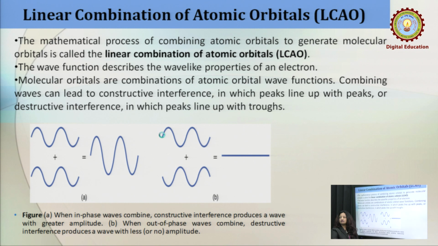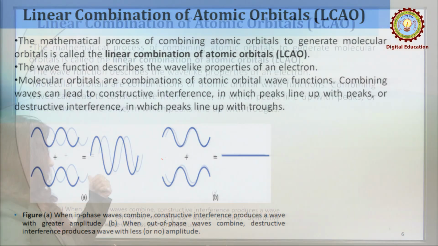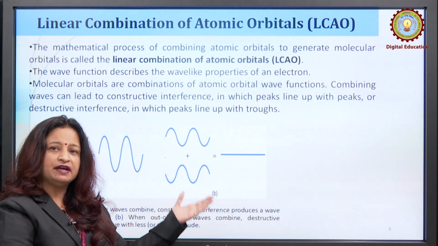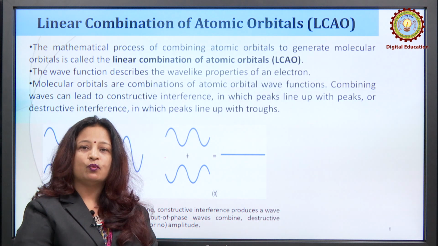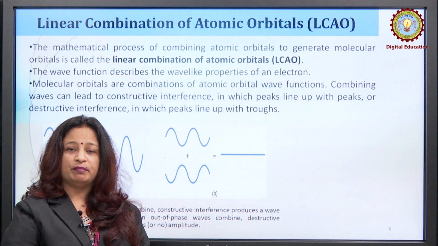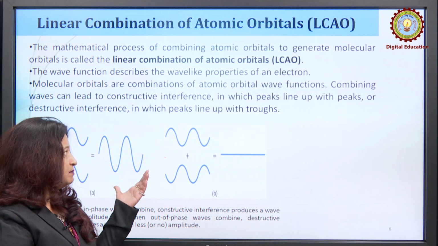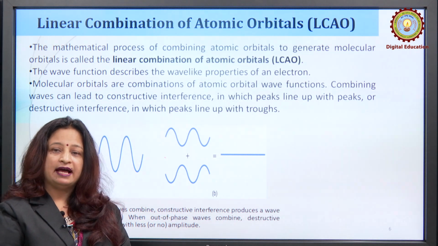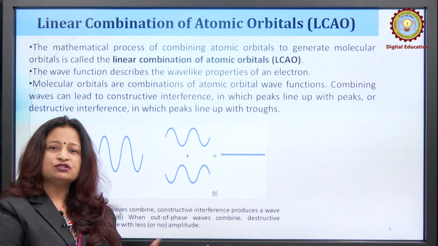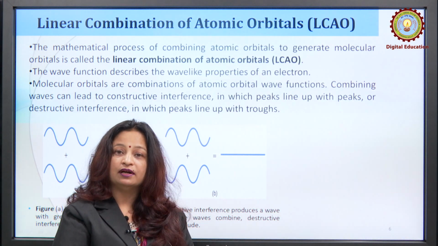The resultant wave is of high amplitude, while when both the waves are out of phase, peaks line up with the troughs. So, there is a kind of destructive interference. Here there is constructive interference, while here there is destructive interference. Destructive interference leads to the formation of a wave with less amplitude or even zero amplitude. So, whenever we consider the linear combination of atomic orbitals, we have to keep in mind that it has wave-like property, and there may be constructive or destructive interference. So, it leads to the formation of two types of molecular orbitals.